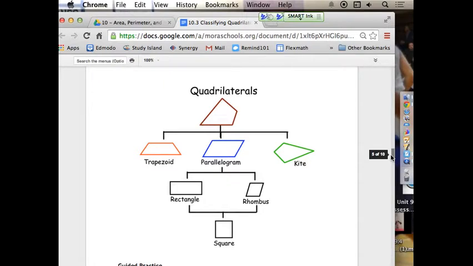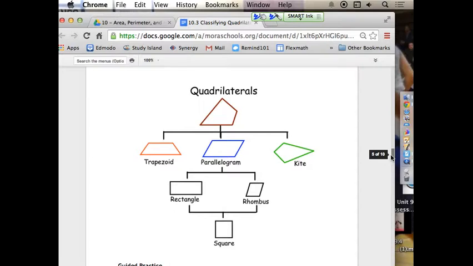Parallelogram. Parallelogram has two sets of parallel sides, like this. Of course, it doesn't need to have 90-degree angles. It could, but it doesn't need to. All right, that's a parallelogram. And of course, as you can see, it could have four sides equal, but this one doesn't, and that's still a parallelogram. Then we have a kite.